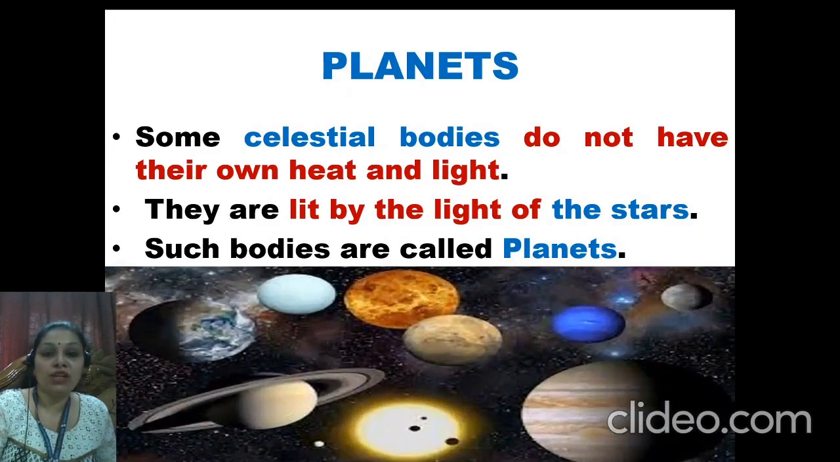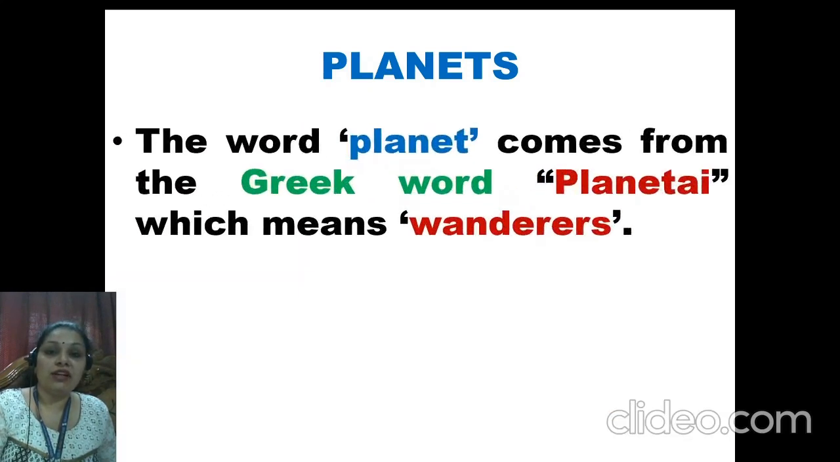So what are planets, students? Now you understand. All the planets are celestial bodies which do not have their own heat and light, and they are lit by the light of the stars. Such bodies are called planets. Our Earth is also a planet. The word planet comes from the Greek word planetes, which means wanderer.